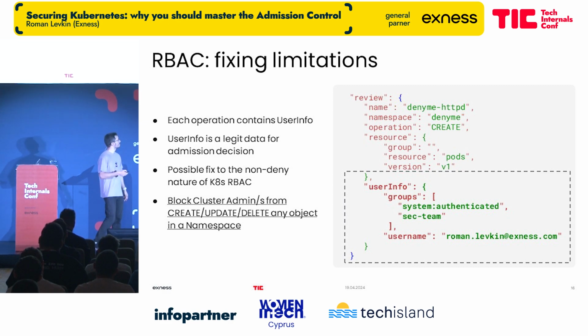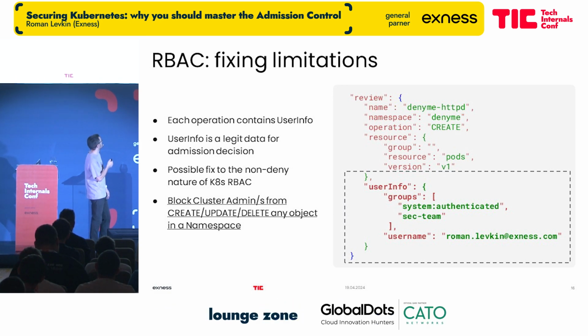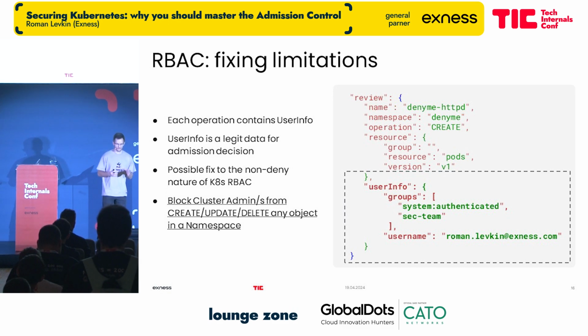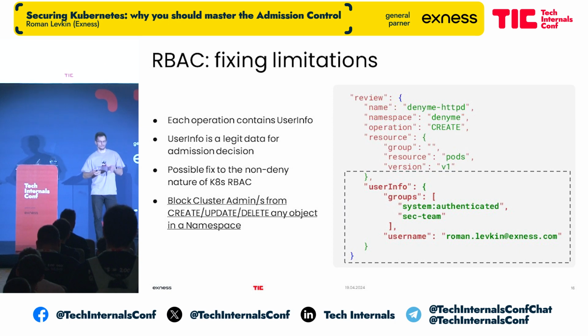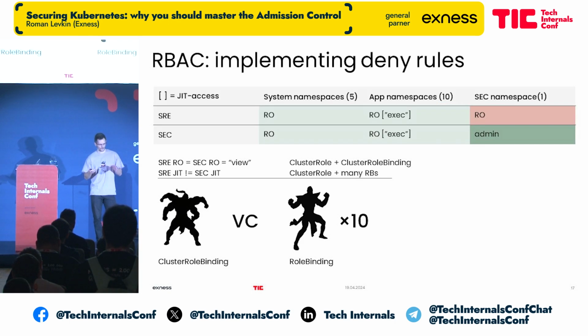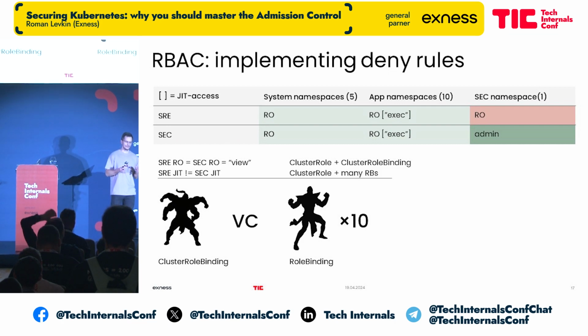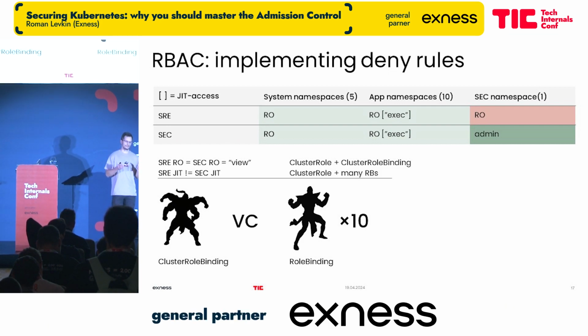Remember that we have this user information section in our admission request. And if we have a proper combination of this user information and different parameters of the object our request carries, we can try to combine those parts to try to achieve deny rules, for example. A scenario from the wild. Let's say we have two teams, site reliability team and security team. By default, they have read-only access cluster-wide.